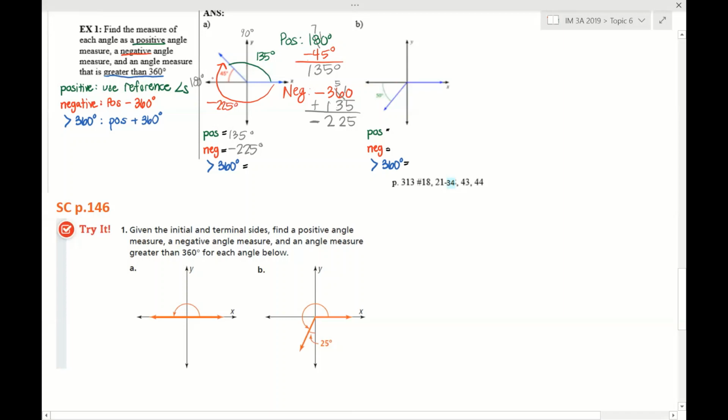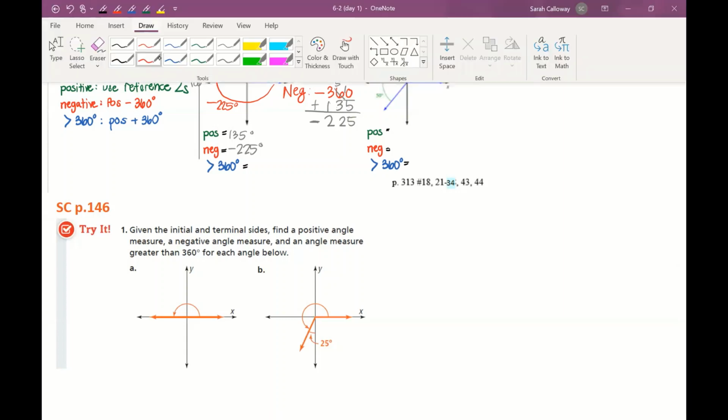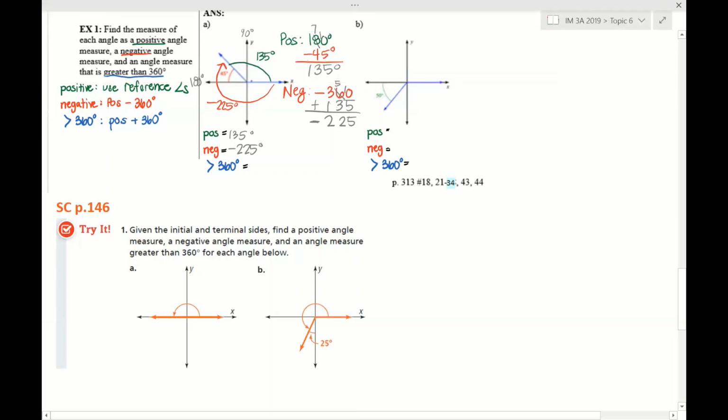The new piece is an angle that's greater than 360. So I'm adding a revolution. Visually, what this means is that we are taking the angle that is positive, but it goes around a full circle. So that would be 360 plus the positive angle. So an angle greater than 360 goes around once and then continues and stops at that angle.